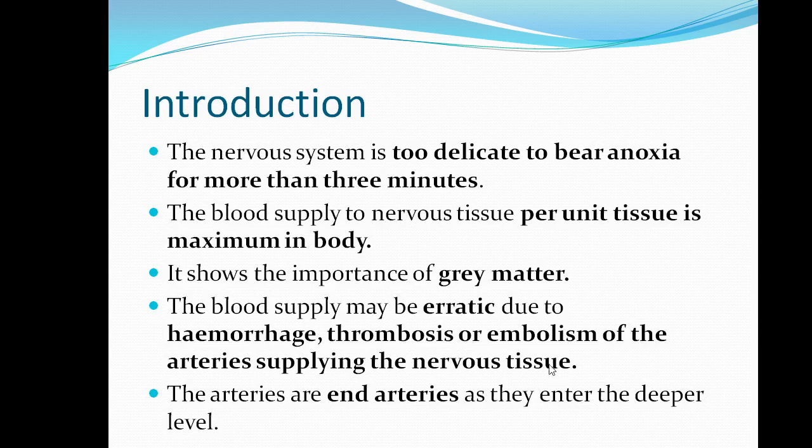The nervous system is too delicate to bear anoxia for more than 3 minutes. The blood supply to nervous tissue per unit tissue is maximum in the body. It shows the importance of gray matter. The blood supply may be erratic due to hemorrhage, thrombosis, or embolism of the arteries supplying the nervous tissue. The arteries are end arteries as they enter the deeper level.